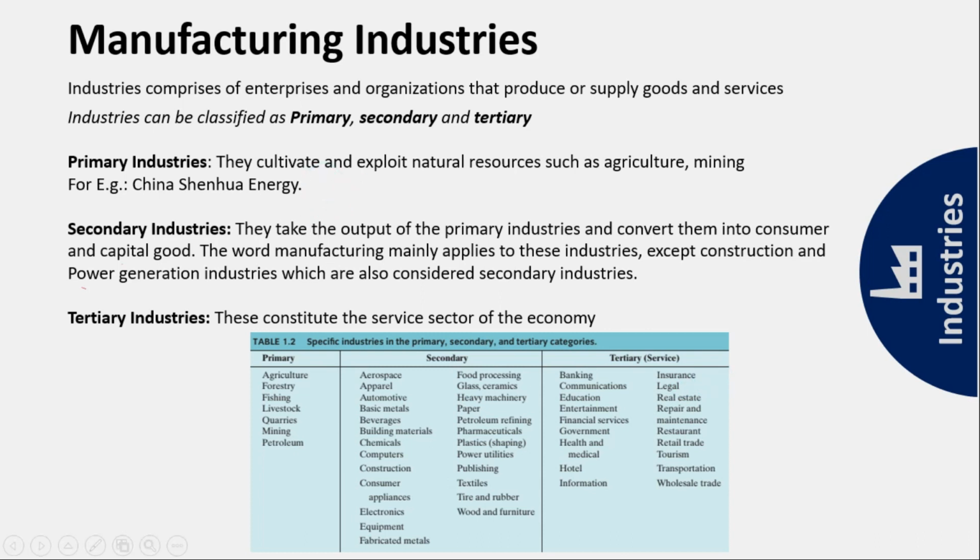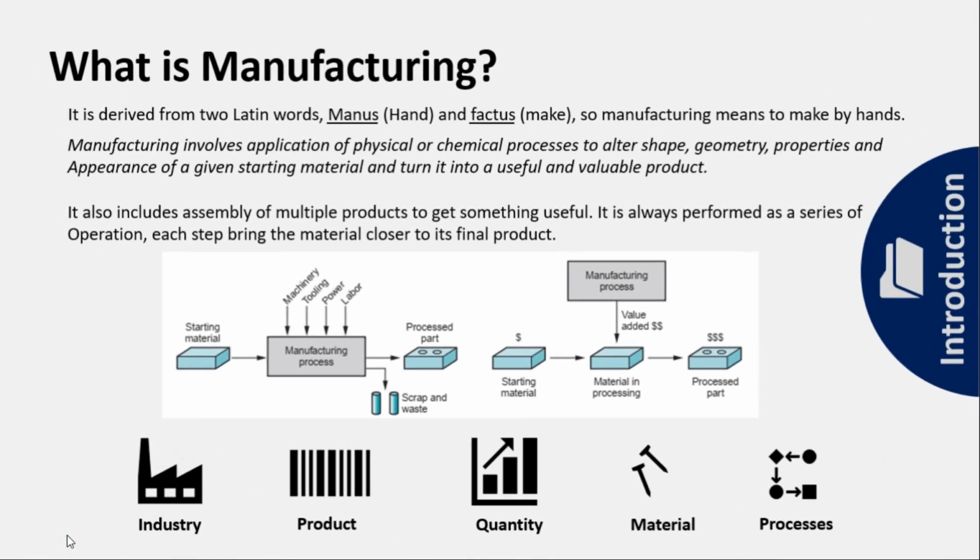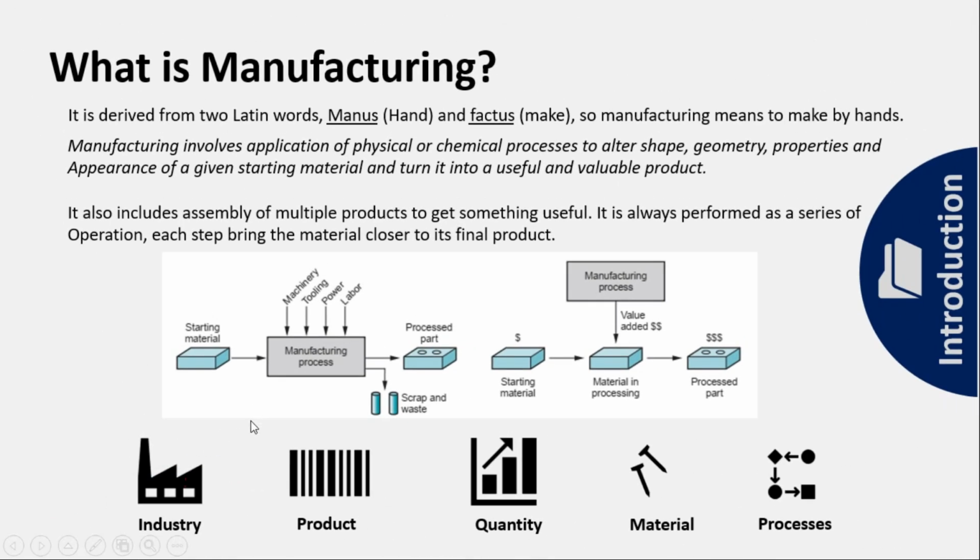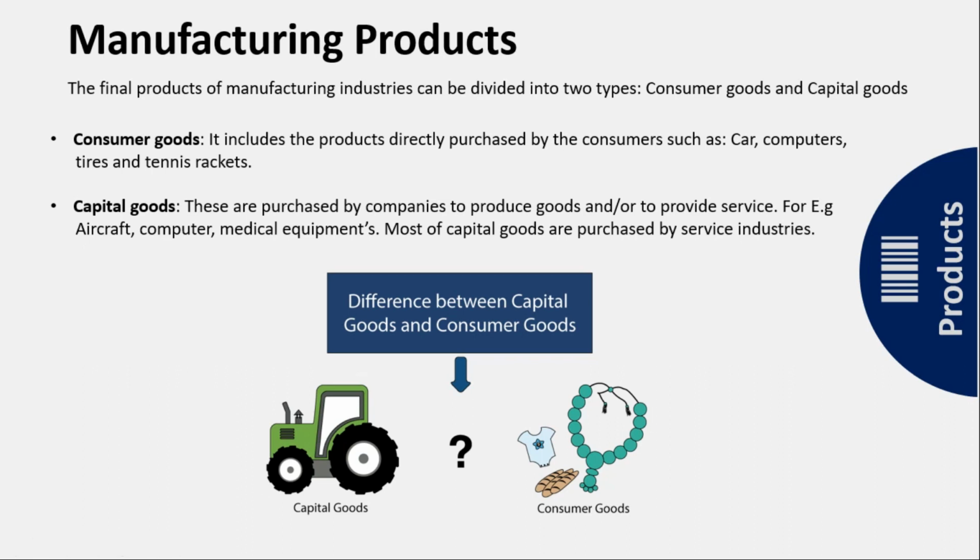Now, moving towards the second mode of classification for manufacturing. The first was based on the industry. We have the primary, secondary, and the tertiary industry. The second mode for the classification of manufacturing is the type of product that is being made here. So the final product of manufacturing industries can be divided into two types: consumer goods and capital goods. Consumer goods include the products directly purchased by the consumer. So such goods which are directly purchased by the consumer are termed consumer goods, such as cars, computers, sports material, tires, mobile phones, etc.